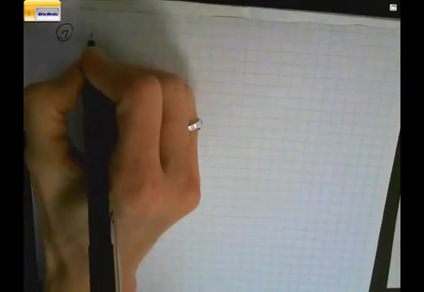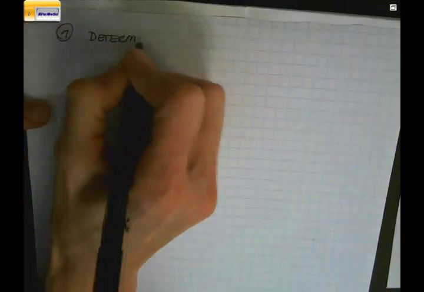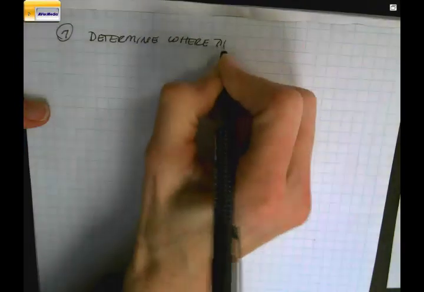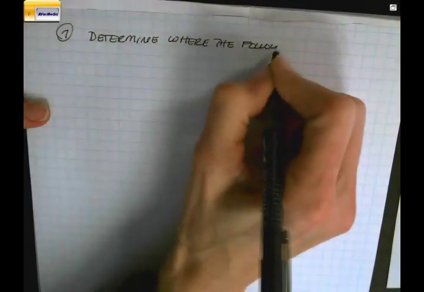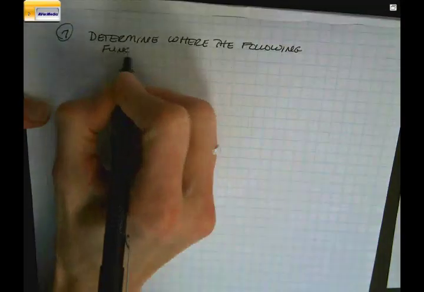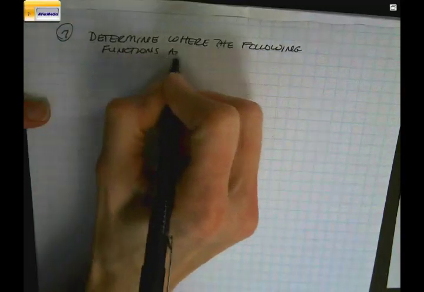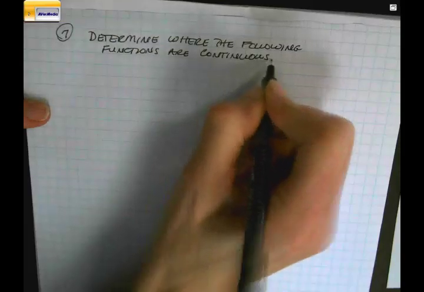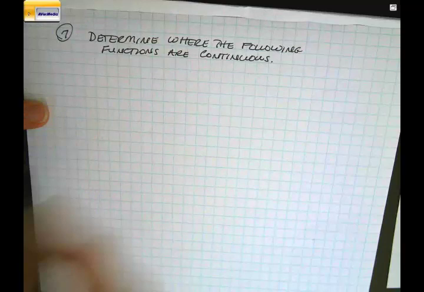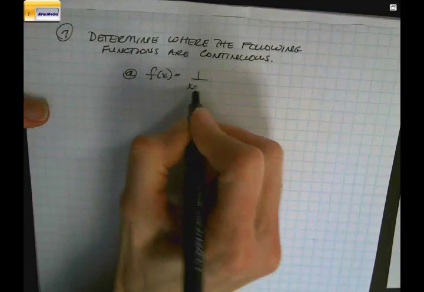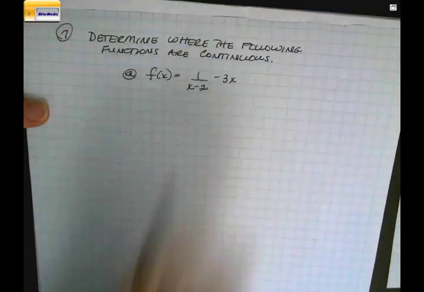Here we go. So determine where the following functions are continuous. And then they're going to give you some functions like this. We'll call it part A. Suppose it's f of x equaling 1 over x minus 2, minus 3x.